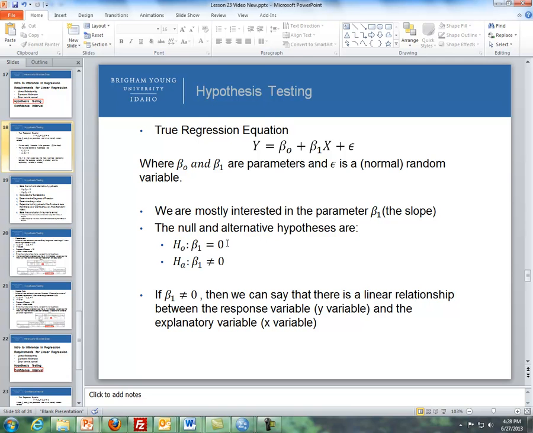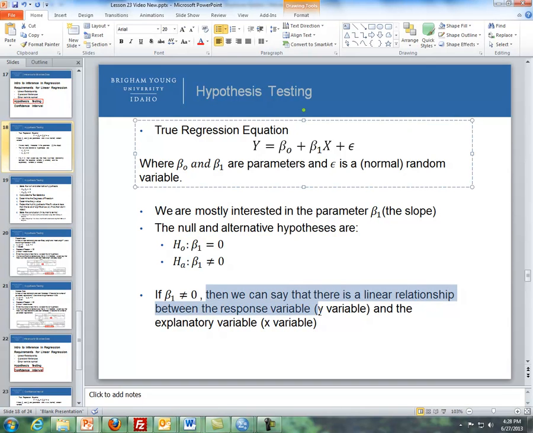What that means is that if we were to create a scatter plot and draw a line on the scatter plot, the line would be a flat line, a horizontal flat line. That would be where our slope is equal to 0. Our alternative hypothesis is that beta 1 is not equal to 0. And if beta 1 is not equal to 0, then we can say that there is a linear relationship between the response variable, the y variable, and the explanatory variable, the x variable.